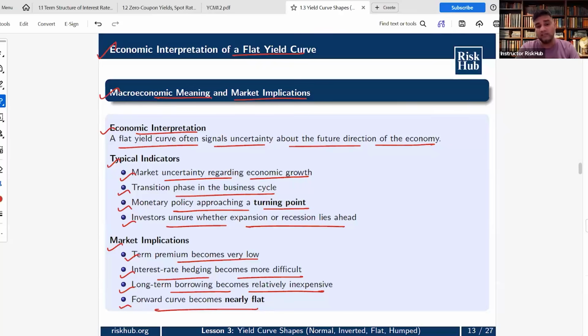One other clarification: "long-term borrowing becomes relatively inexpensive" is correct only in relative terms. The long rate is not lower in absolute terms. It is simply no higher than the short rate. The flat curve means the forward rate equals the current spot rate. Any forward-priced instrument, such as a swap or FRA, then prices at today's level with no expected rate change. That is what we need to understand.